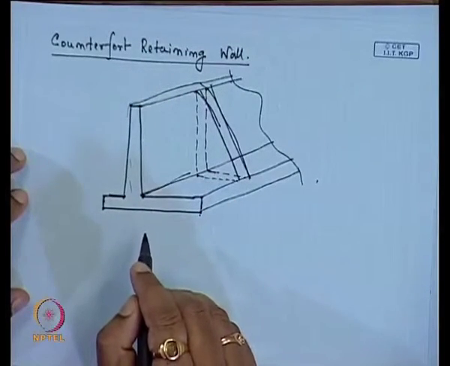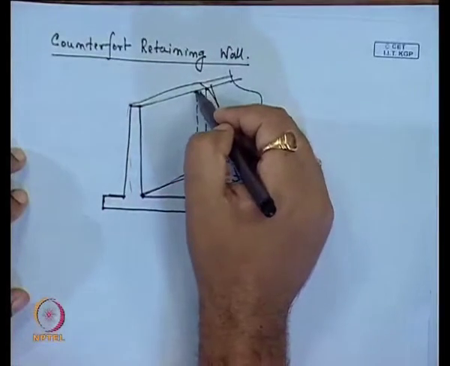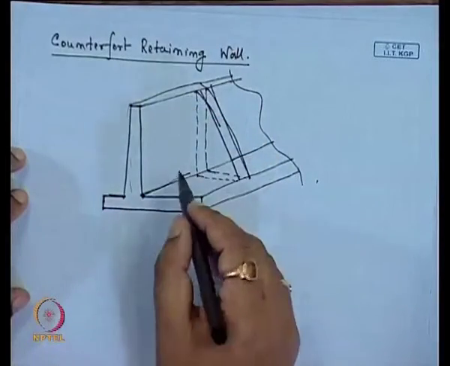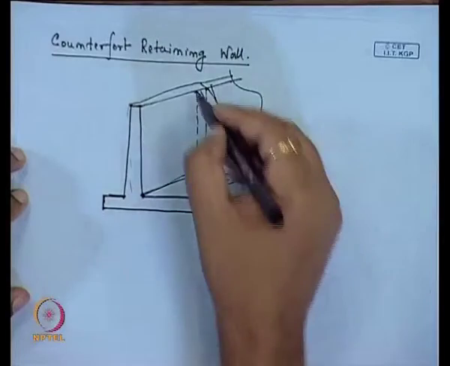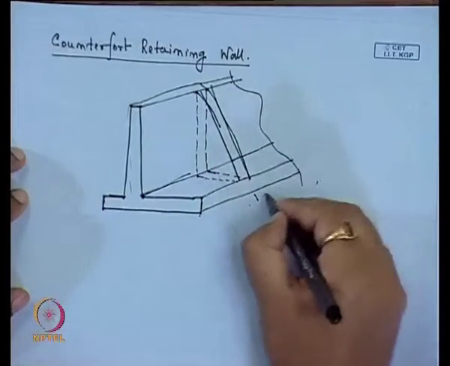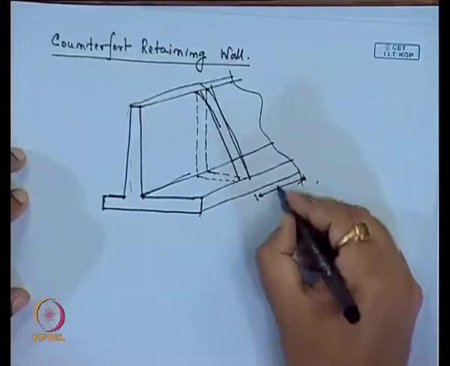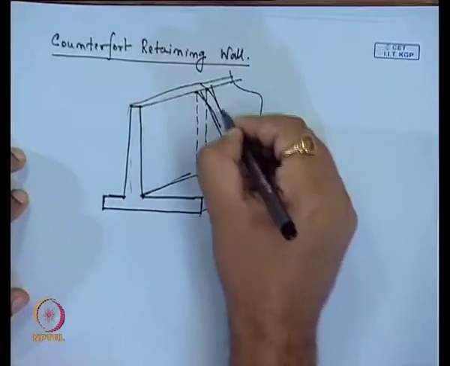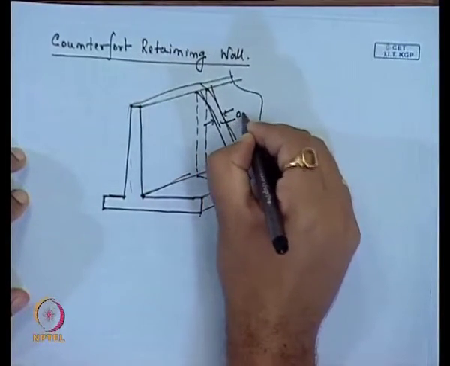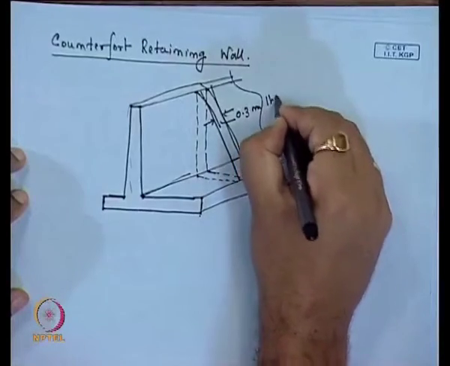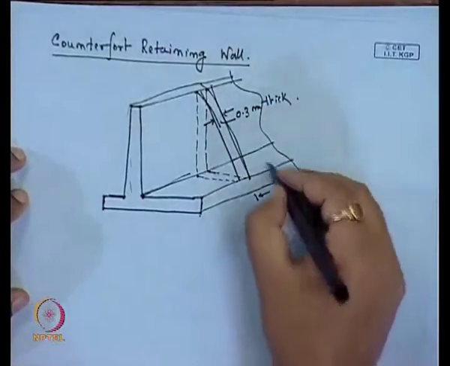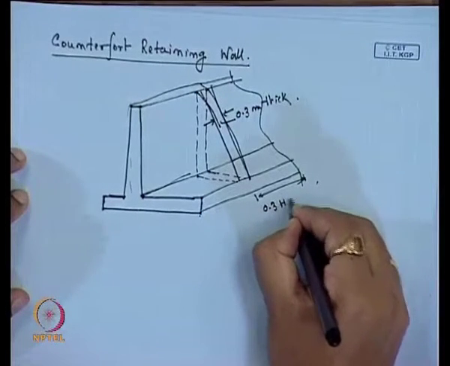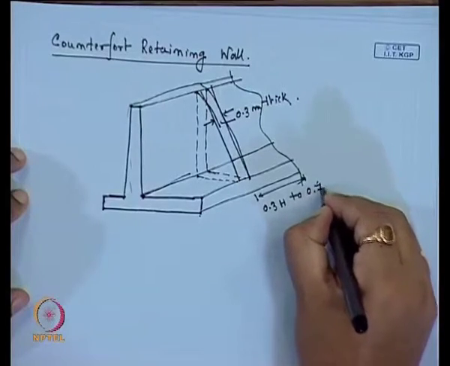But in the case of reinforcement design, that is the difference between the counterfort and the cantilever retaining wall. For the counterfort retaining wall, counterforts are placed with certain spacing. The counterforts are about 0.3 meter thick, and the spacing between these counterforts is taken at 0.3 h to 0.7 h.